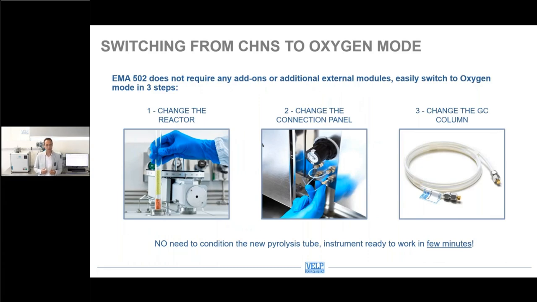If you want to switch from the CHNS mode to oxygen mode, it's very, very fast because EMA 502 is an all-in-one compact solution. So you do not require any add-on modules to switch from CHNS to oxygen, but you can perform it in very few minutes. The first operation is to change the reactor from the combustion tube to a pyrolysis tube. Then you have to change a connection in the front panel and replace the GC column.